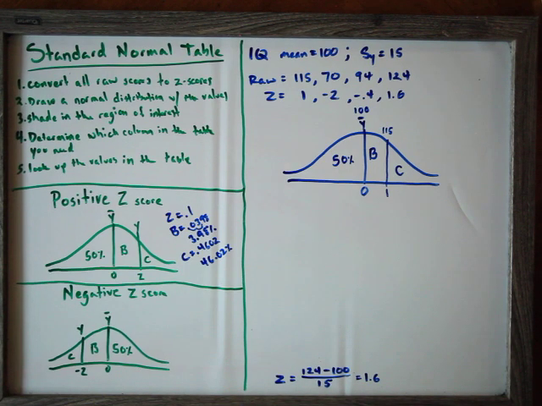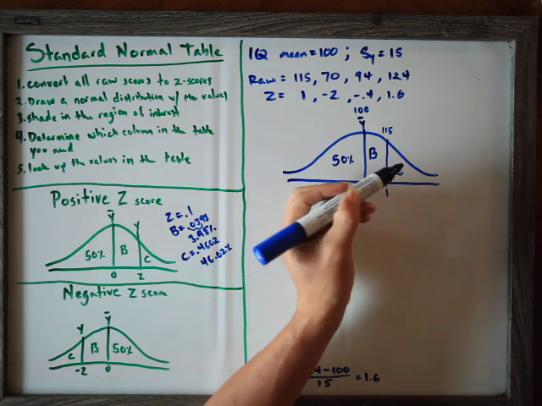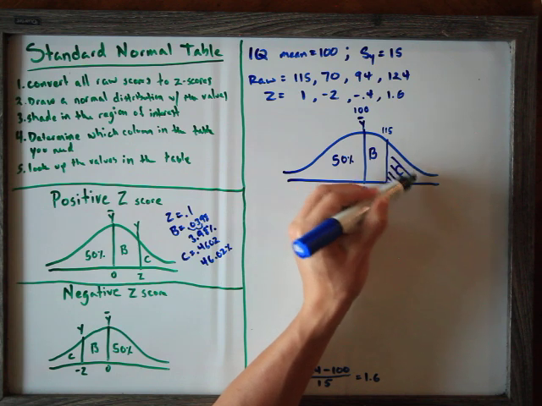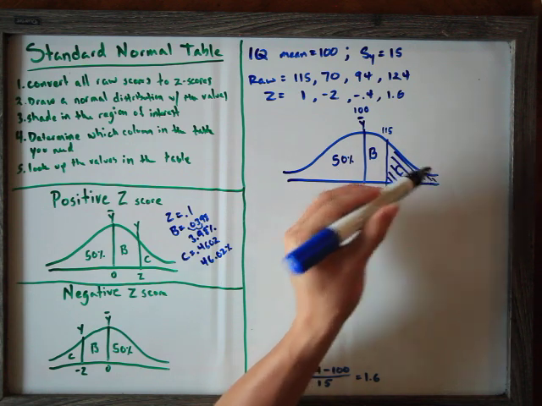So I asked you what percent of people has a higher score than 115. So we need to shade in the region that is higher than 115. That's this whole region here.